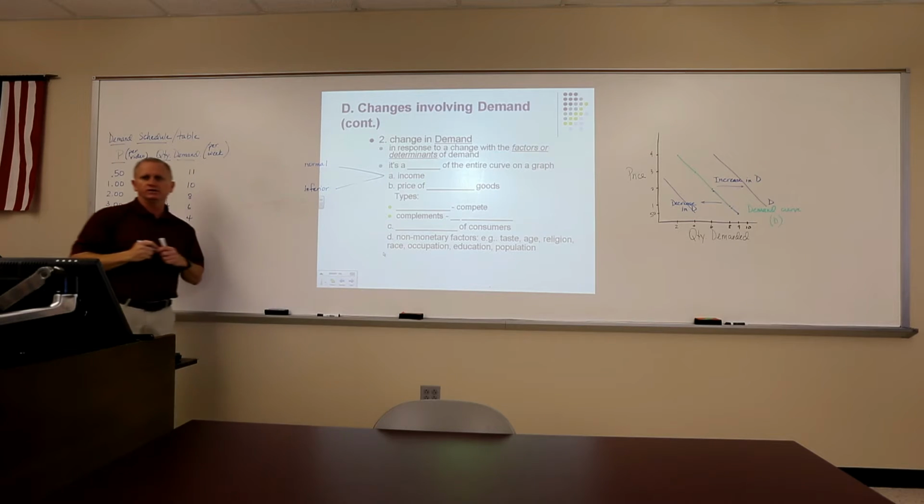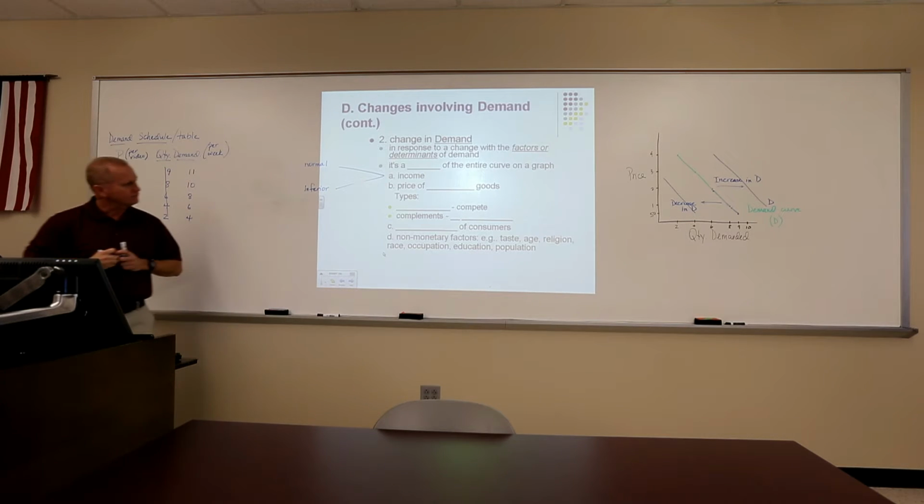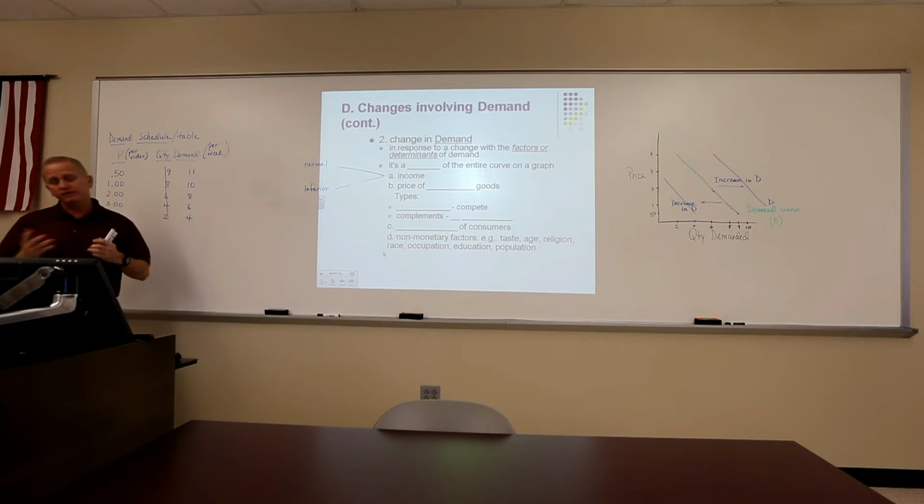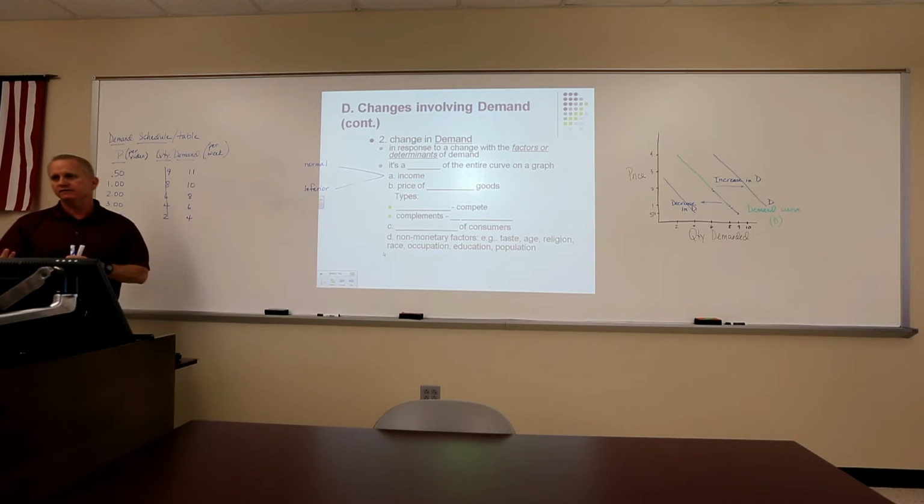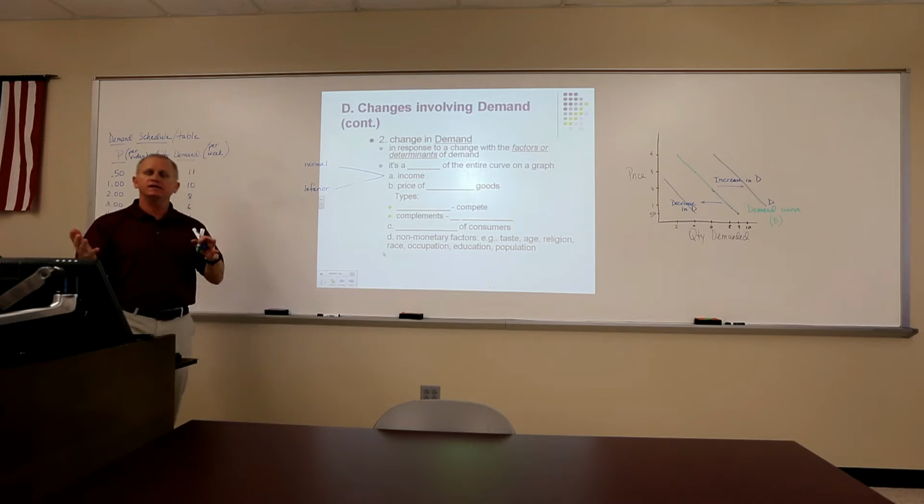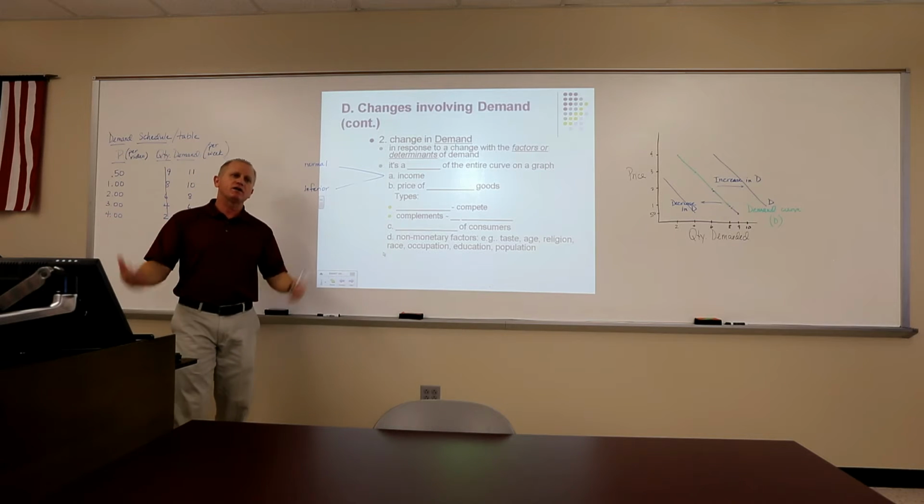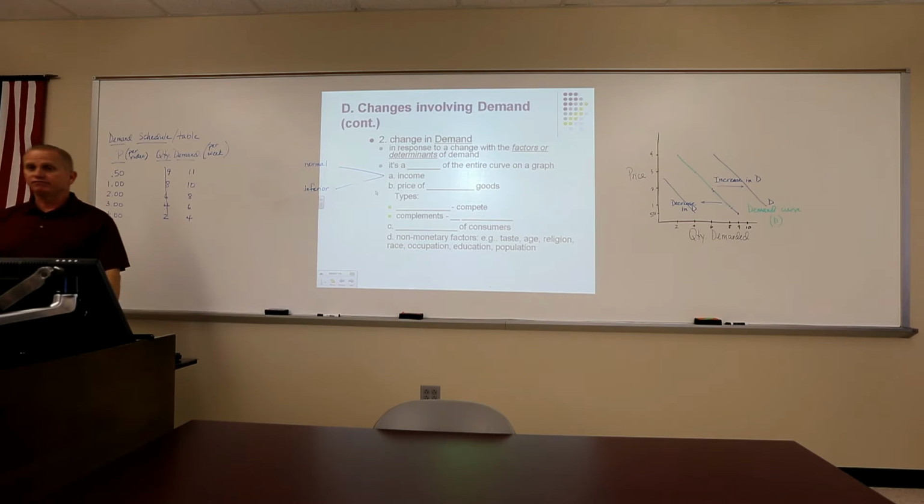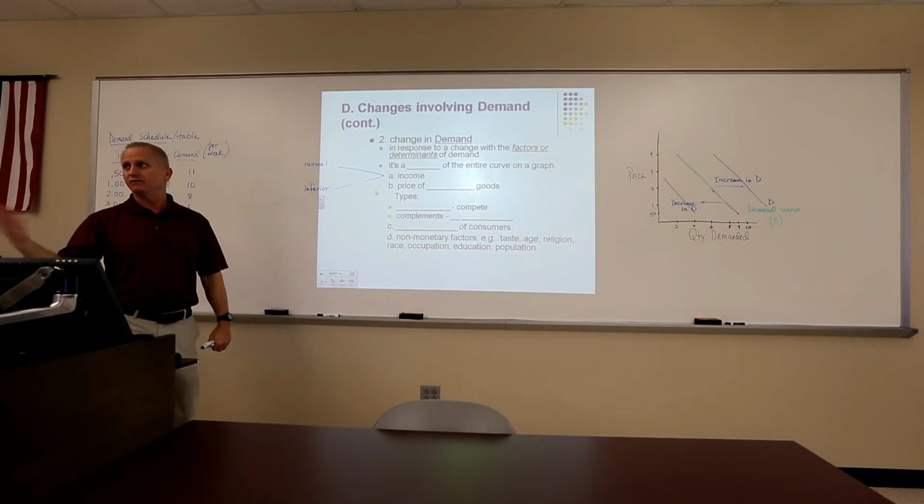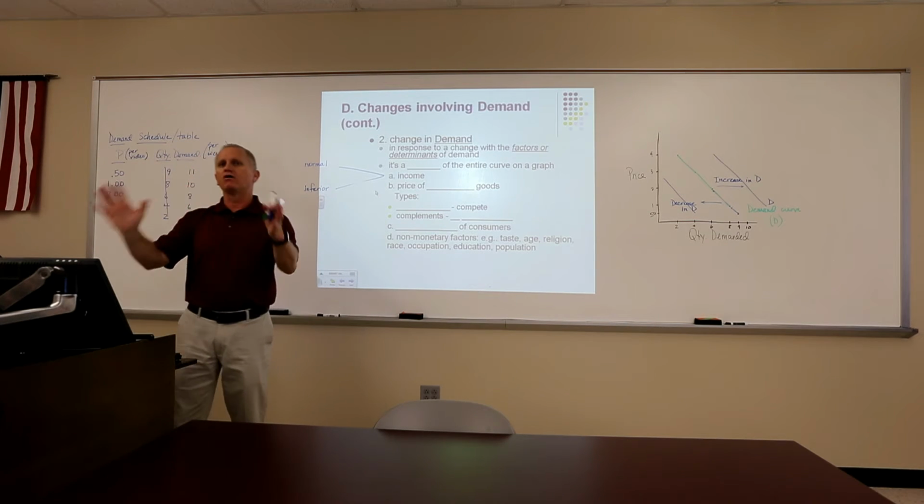We call those inferior goods. Inferior goods are items like ramen noodles, beans, rice. As you make more money, if you're a poor college student right now, you're probably buying a lot of ramen noodles. They're like 15 or 20 cents a package, I don't even know.